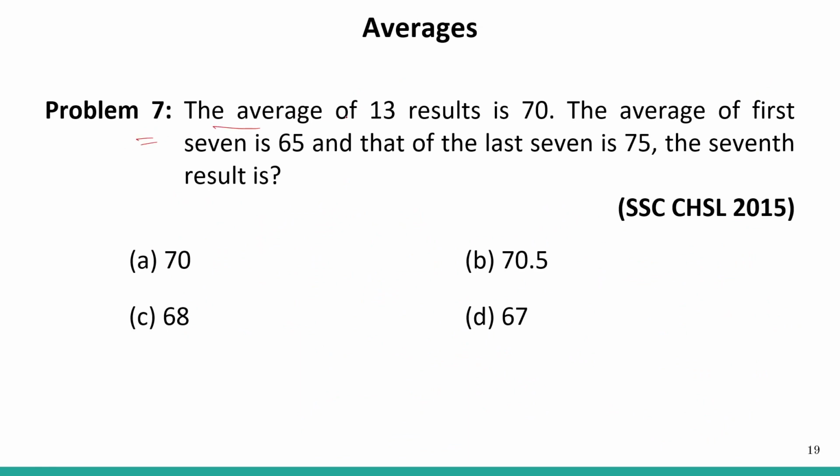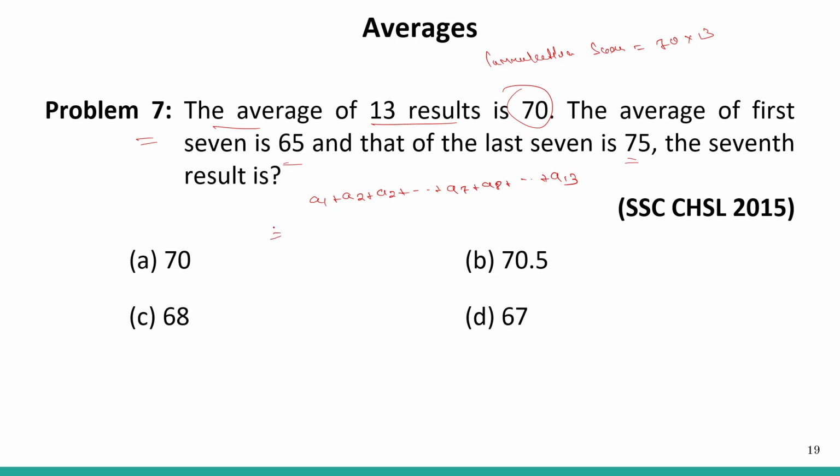The average of 13 results is actually 70. So cumulative score is equal to 70 into 13, right? The average of the first 7 is 65 and that of the last 7 is 75. So the 7th result is what? So let the terms be A1 plus A2 plus A3 plus dot dot dot plus A7, then plus A8 plus dot dot dot plus A13. This is how they are here.